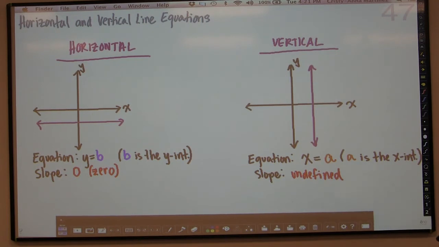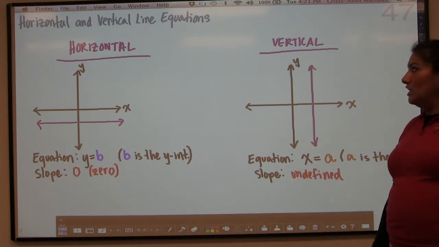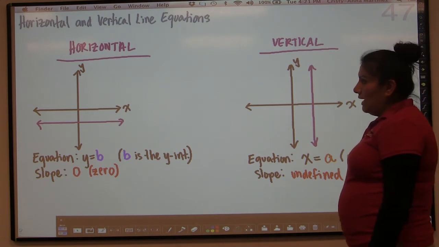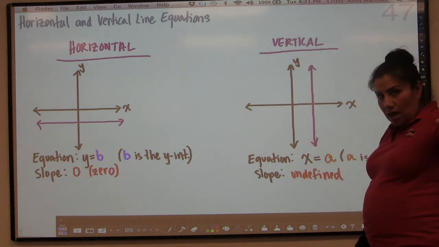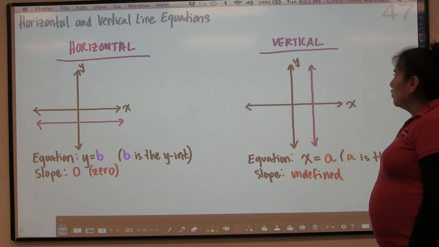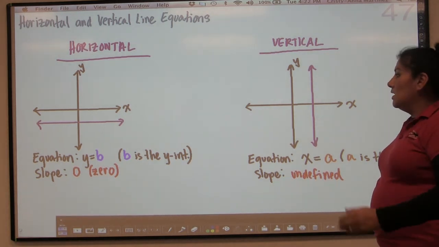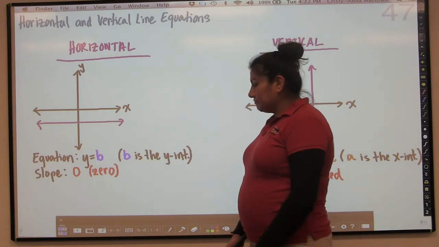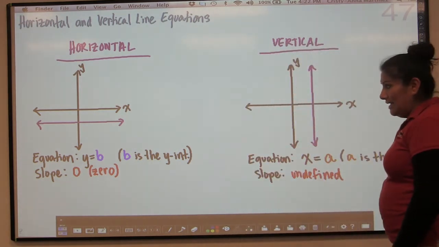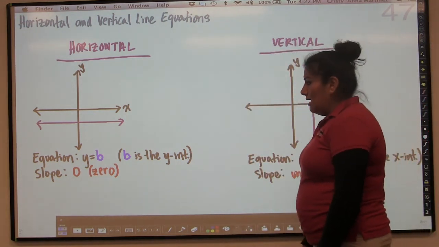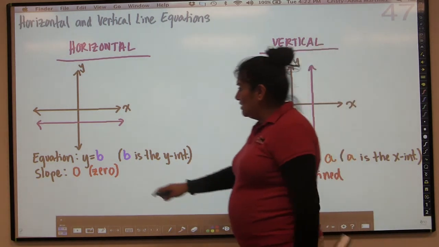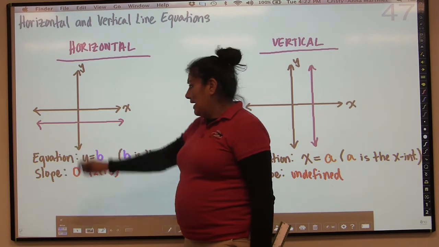Want to give you a little summary of horizontal and vertical line equations. So over here on the left we have horizontal, kind of looks like the horizon. Ta-da, horizon. Vertical, like vertical lines up and down. But more importantly is this information down here. The equation of a horizontal line is always y equals b, and b could be any number, and b is the y-intercept. It's where the line crosses the y-axis.